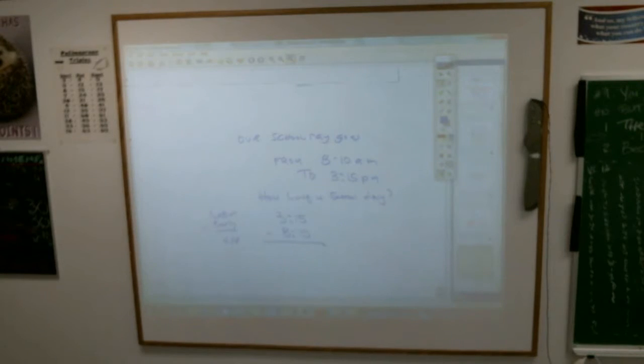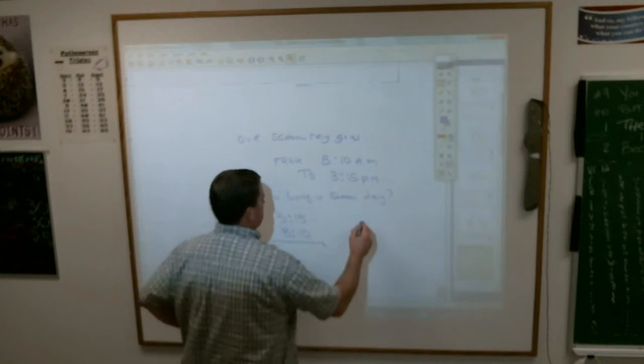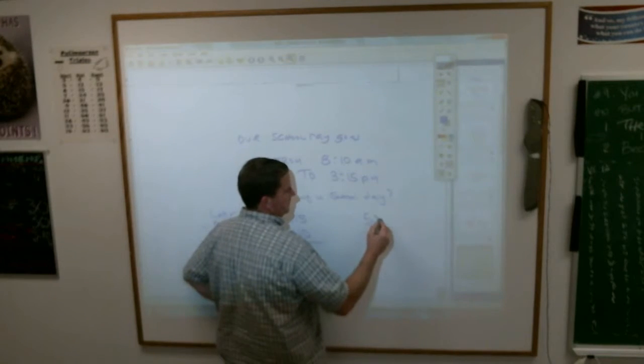You go to the negatives? No, we can't, because time can never really be negative. If you go to the negatives and do 3 minus 8, do you think that'll work? Are you sure of it? So tell me what your answer is when you do the negatives. 505. You're saying 505. Let's look at it and see what happens here.